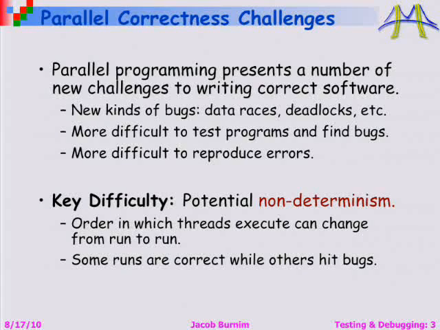And really, the key to this difficulty is non-determinism. When your program is using multiple threads, the order in which their operations happen from run to run can change. If you have certain kinds of parallel bugs, then on some runs your program will be correct, but on certain runs, maybe very rare runs, you'll get errors. These errors can be very hard to find.